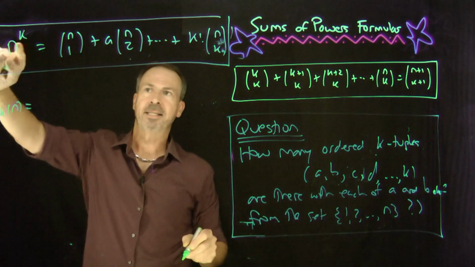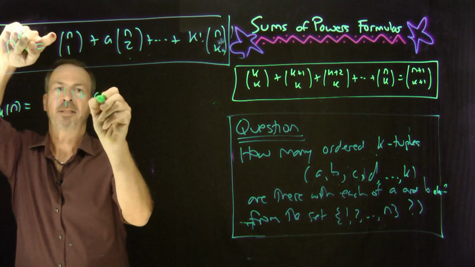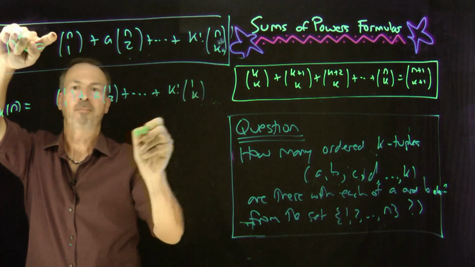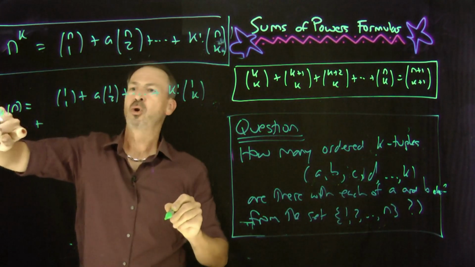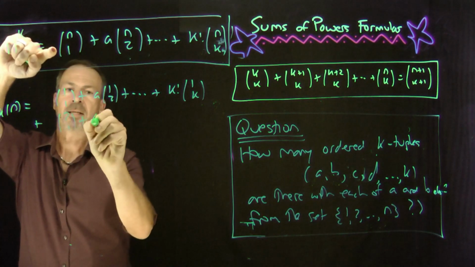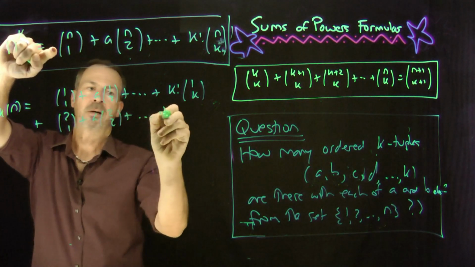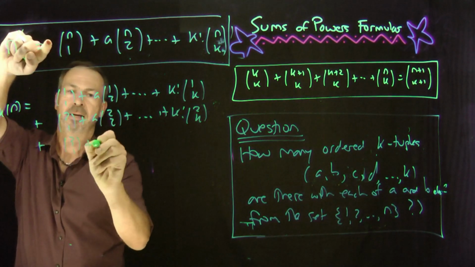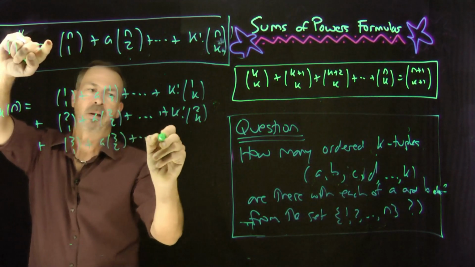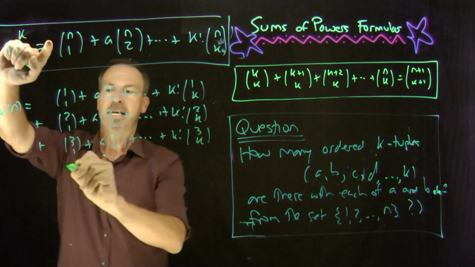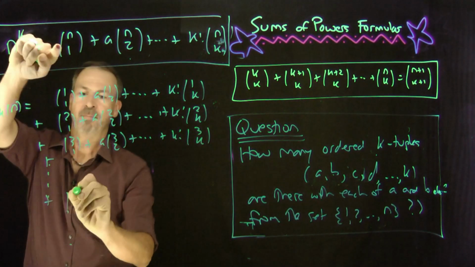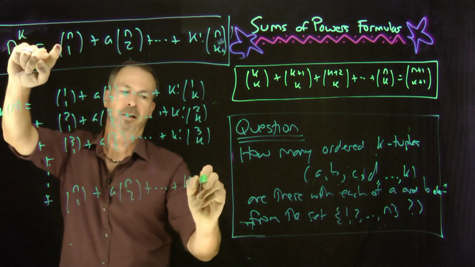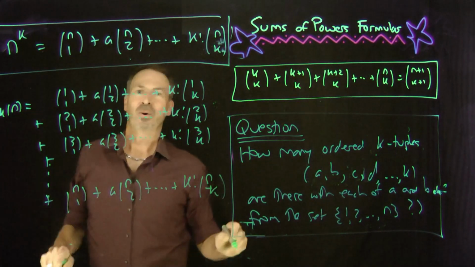be 1 to the k, 1 choose 1 plus a 1 choose 2 all the way along to k factorial 1 choose k, plus 2 to the k, 2 choose 1, plus a 2 choose 2, plus all the way along to k factorial, 2 choose k, plus 3 to the k, 3 choose 1, plus a 3 choose 2, all the way along to k factorial, 3 choose k. Keep going down to n to the k, n choose 1, plus a n choose 2, all the way down to k factorial, n choose k. Great!